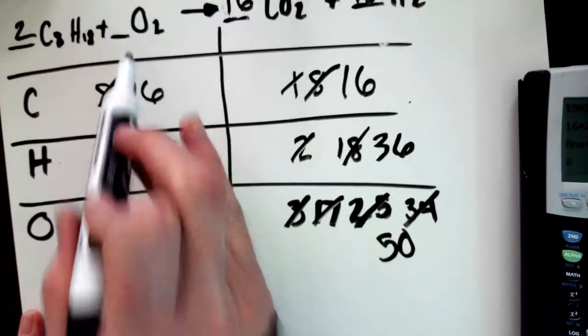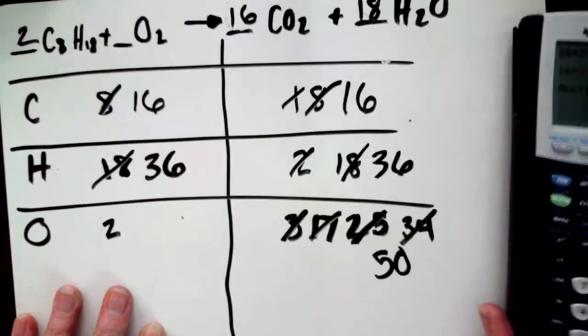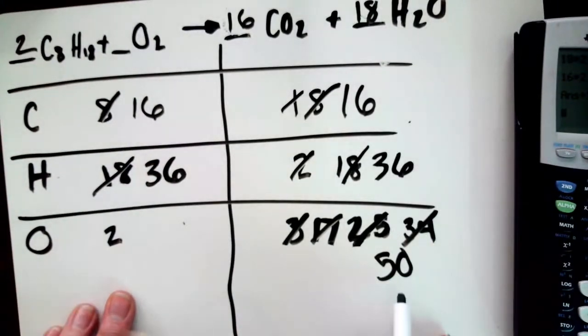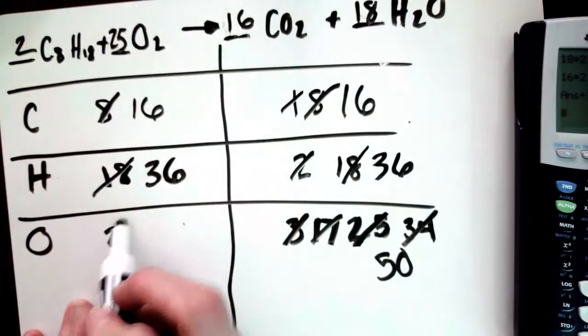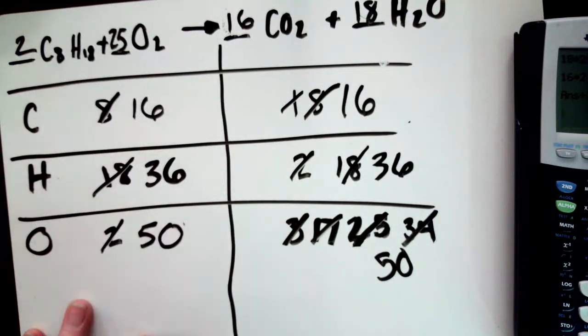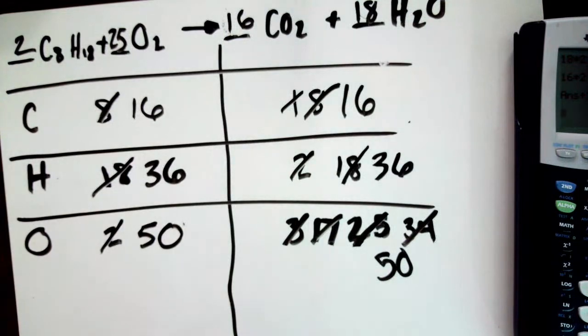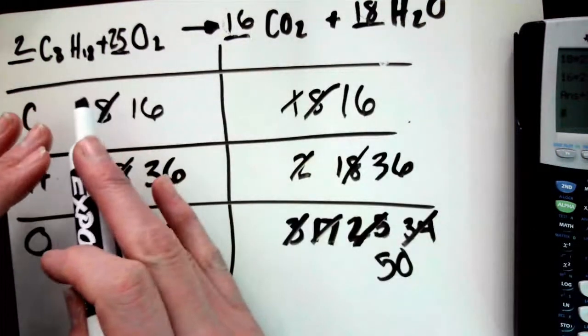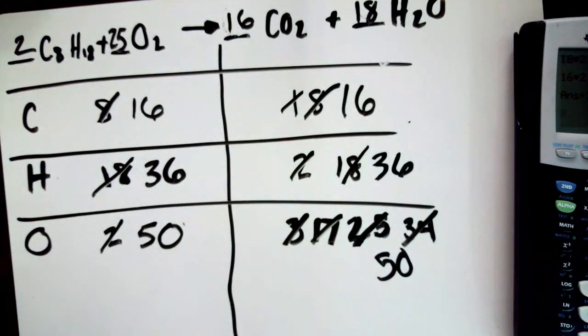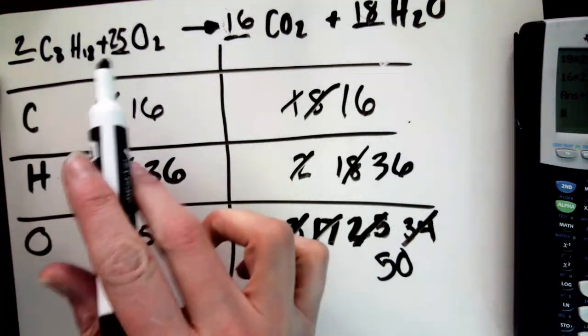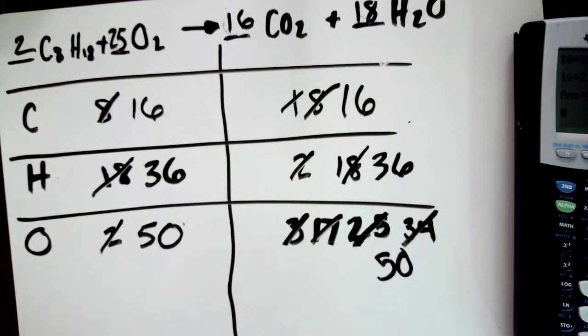Again, you can leave those guys for the very end when they're by themselves like that because it's super easy just to take this divided by 2. And bam, he's balanced. Now your last final check is, can I divide anything out? So can I divide everything by 2? Nope. So this is what you've got: 2 of the hydrocarbon, 25 oxygen molecules, 16 carbon dioxide, and 18 water molecules.